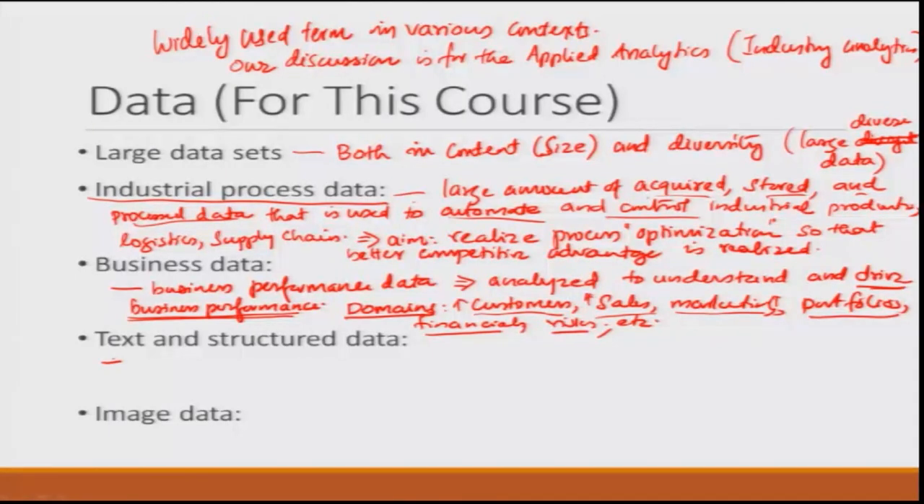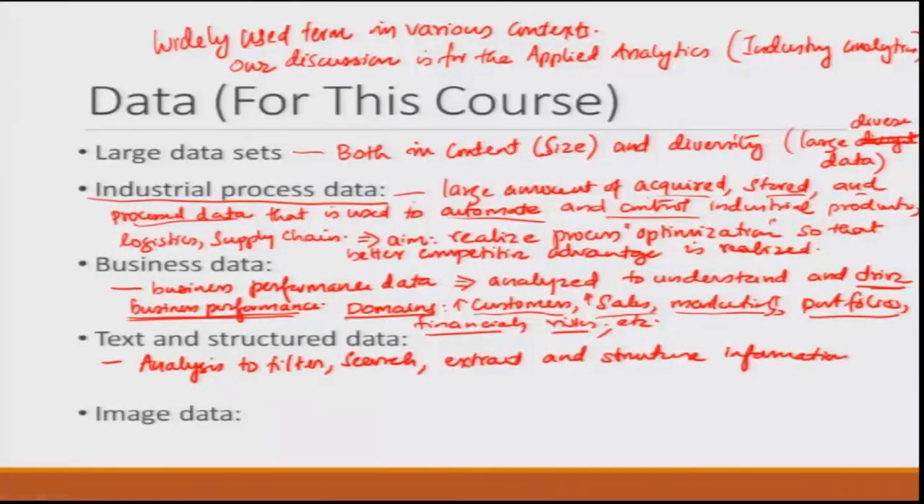Then the third part is structured and text data that we talk about. The main aim is to do analysis to filter, search, extract, and structure information. Okay. So here most of the time you are talking about text search and other things, and data sources like documents, text documents. Okay. We have electronic messages. We have web documents. And we have web databases.